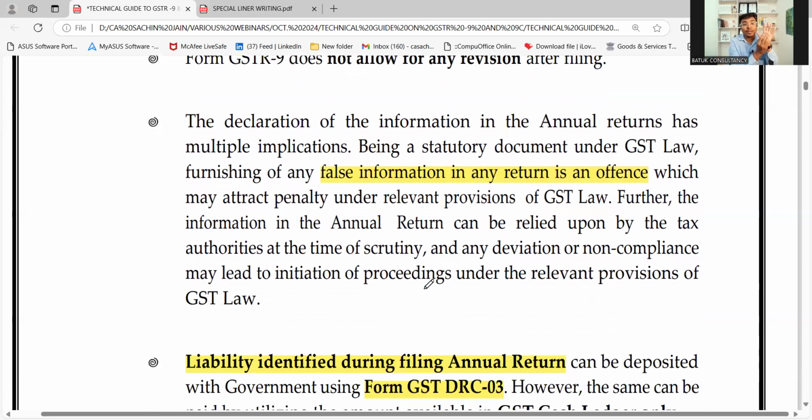Also, this is an information return. This is an annual return, which is a statutory document. So you should not present any false information. Suppose the taxpayer has mentioned the wrong input tax credit, wrong reversal, wrong output tax. In such a situation, there may be chances that the departmental authority will initiate proceedings against you for providing false information in the statutory documents. So we need to be very careful from that aspect as well.